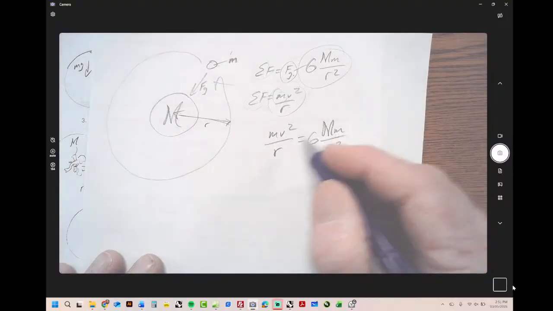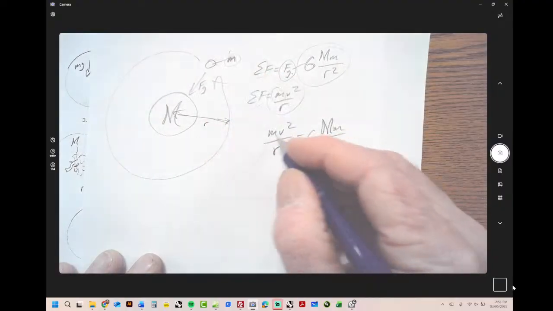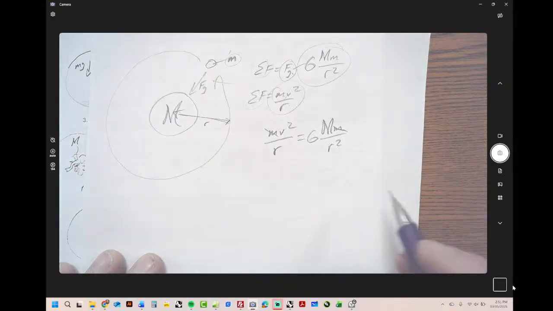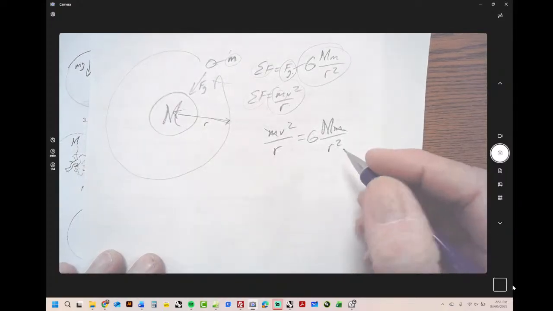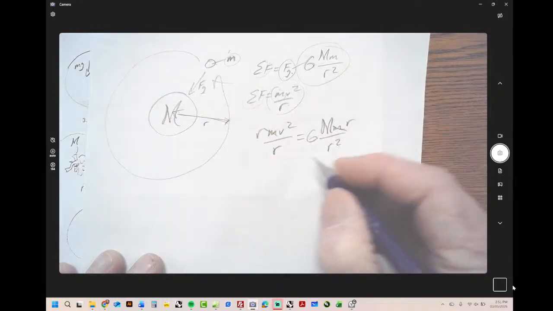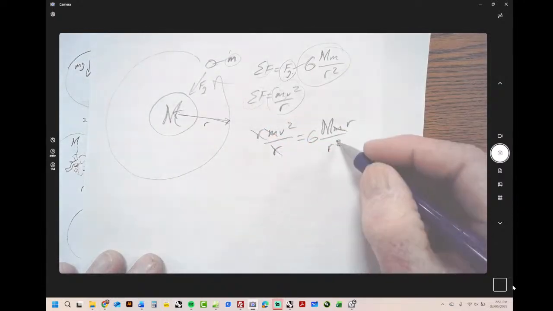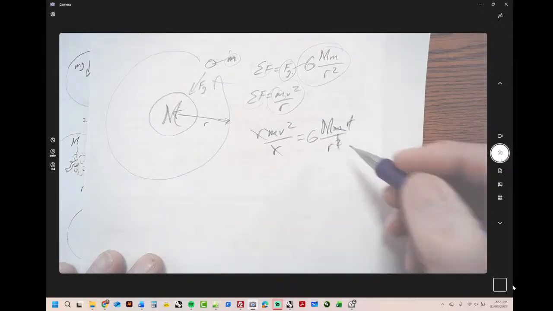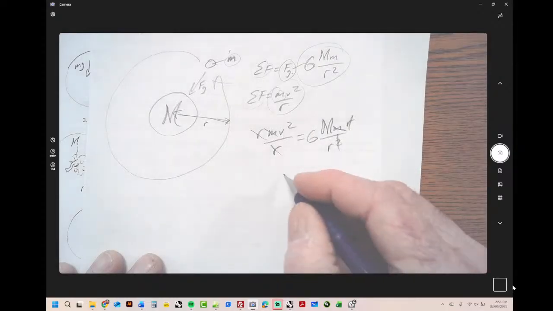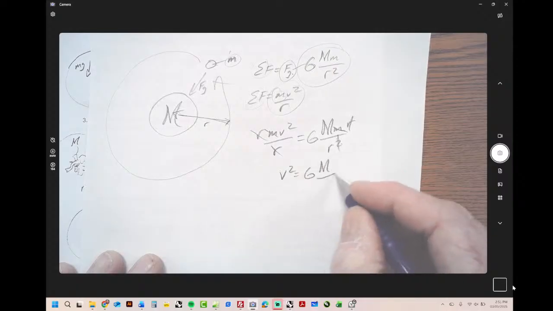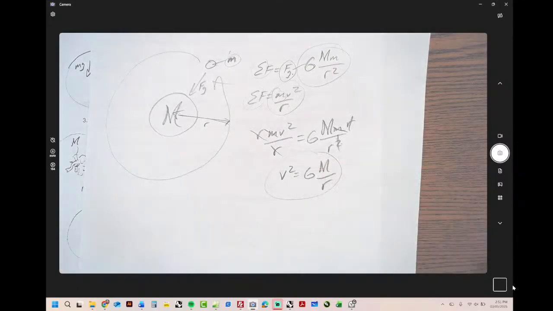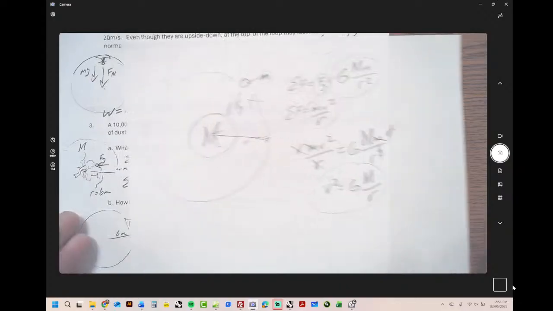And this can be simplified because there's a little m, this mass on both sides, and there's an r and an r squared, so I can multiply both sides by r. And when I do that, these cancel out. That squared goes away. So I get v squared equals G times the mass of the planet over r. And that's a useful equation.